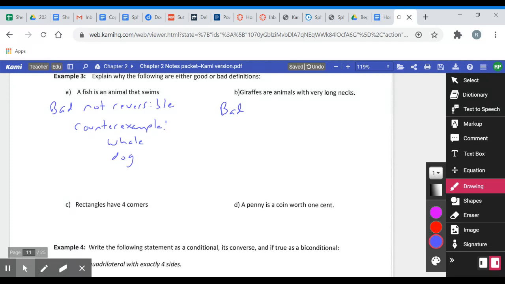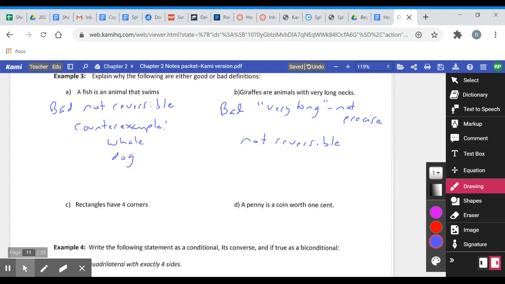At first you might think, well, giraffes have very long necks. They're the only thing that has a very long neck. But very long is not very precise. So it's just not precise enough. It's kind of vague. And it is not reversible. Because if I say animals with very long necks are giraffes, then again, there are other animals that have long necks that are not giraffes.